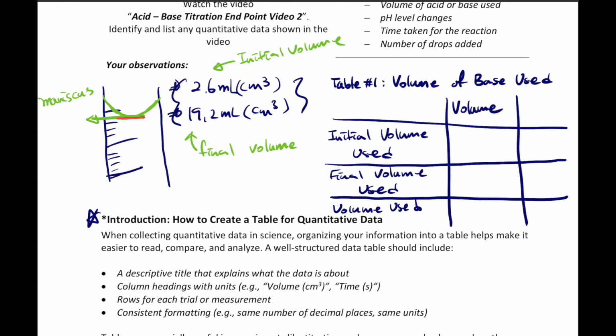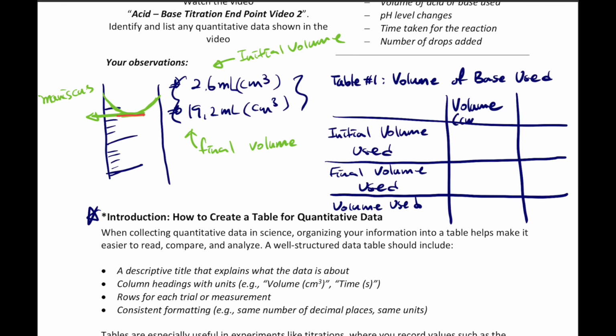the unit is the milliliter, or you can use centimeter cube, so we can write centimeter cube. And if you know your uncertainty, you should write your uncertainty, but we're going to talk about that in the next page. So we're just going to skip that for now. And then we know that the first volume that we used is 2.6. We already wrote the unit here, so we don't have to rewrite the unit.